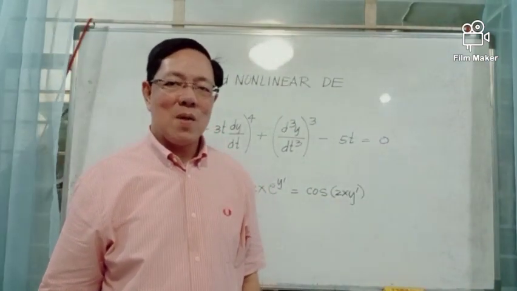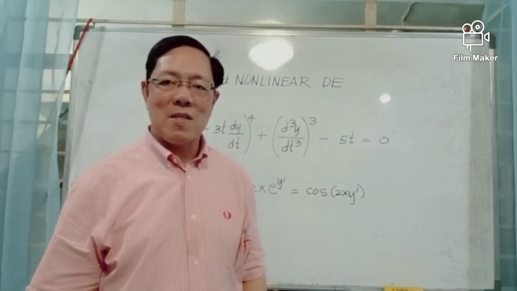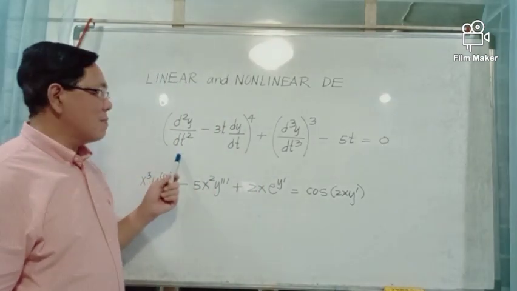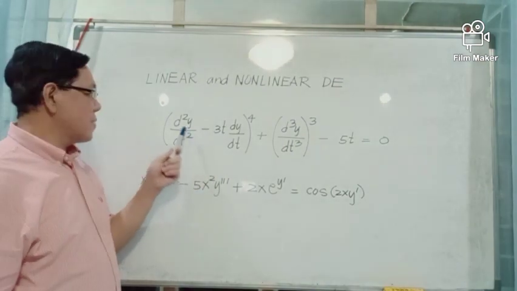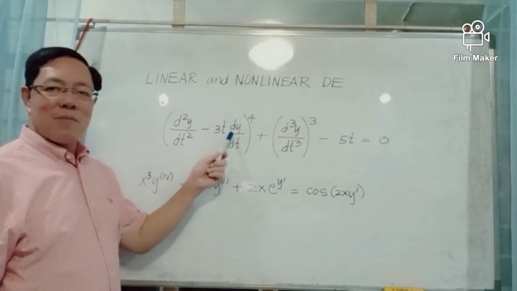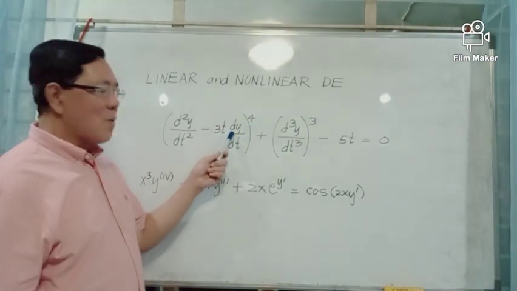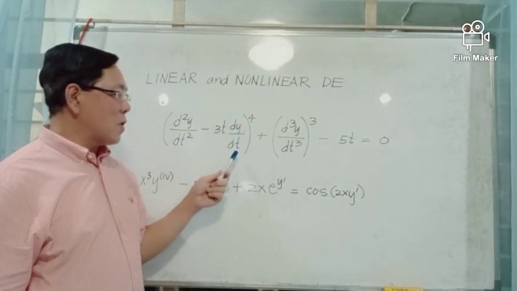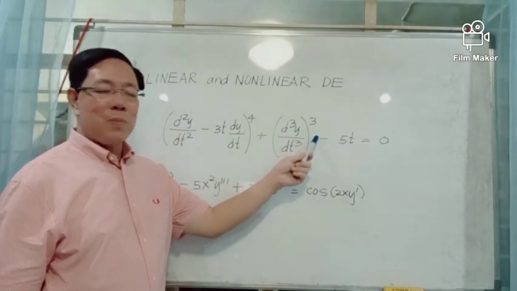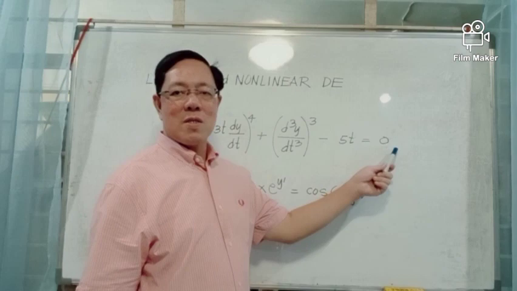We take two more examples of finding the order and degree of a given differential equation. Consider the following examples. In the first example, we have the difference of the second derivative of y with respect to t, and 3t times the first derivative of y with respect to t raised to the power 4. So obviously our function y is a function of only one independent variable t, plus the cube of the third derivative of y with respect to t, minus 5t equals 0.